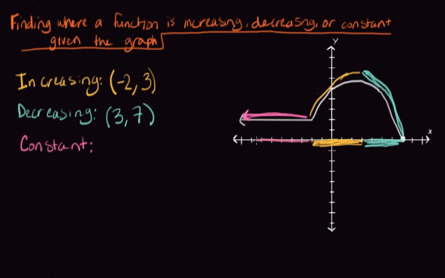If we look along our x-axis, it's staying the same from -2 to -infinity. So we write that as -infinity to -2. And that goes all the way from -infinity and then all the way up to -2. And that's how we find where a function is increasing, decreasing, or constant given its graph.